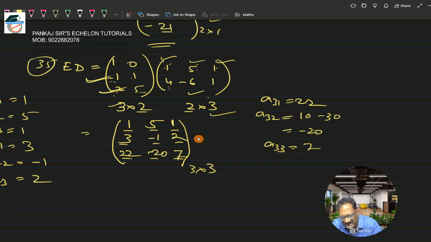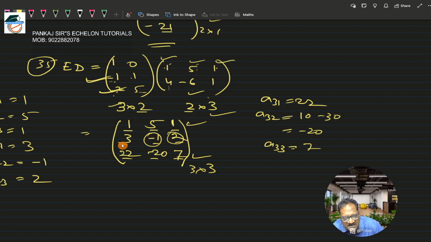And behind, the answer given for the 35th: the first row is 1 5 1. That's absolutely correct. Second row is 3 minus 1 1 0. We got a minus 1 over here, so this we'll have to check. This 2. And the third row is 22 minus 20 and 7. That's correct. So we'll have to do only a checking of this second row. Second row means these 3 positions. Now the first position is correct.